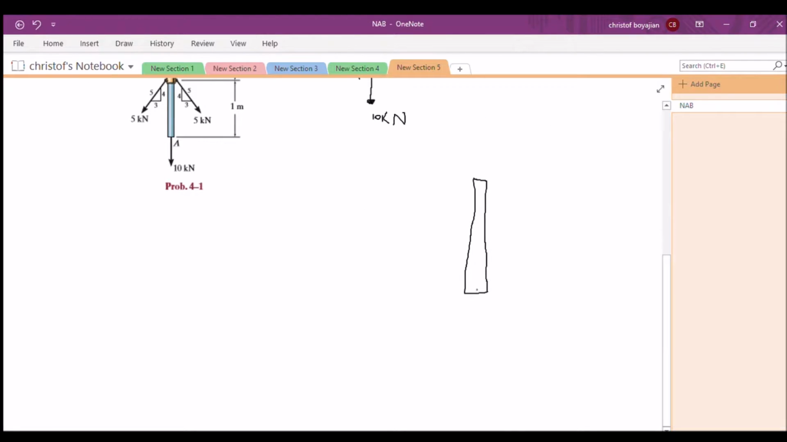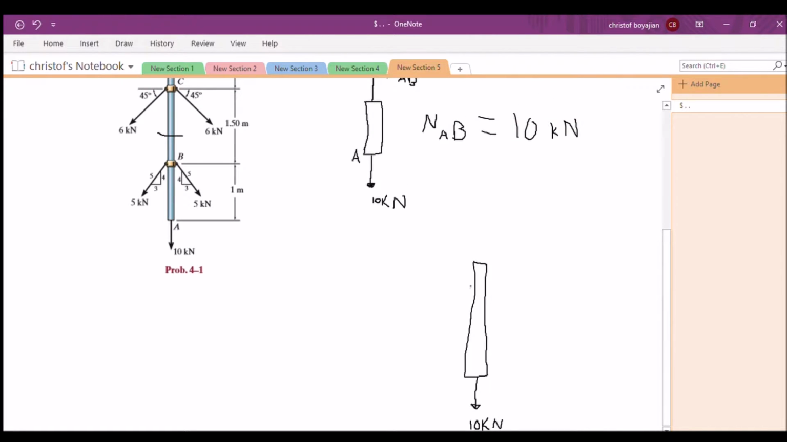So here we're going to have our 10 kilonewtons at the bottom. Remember, this is A. And then somewhere around here, there are going to be two forces coming out like this that are pulling on the rod, and they're both 5 kilonewtons. And this is a 3, 4, 5 triangle, right? So I'm going to draw a little 3 and a 4 right here to show that this is the 3, 4, 5 triangle, or the component at least.